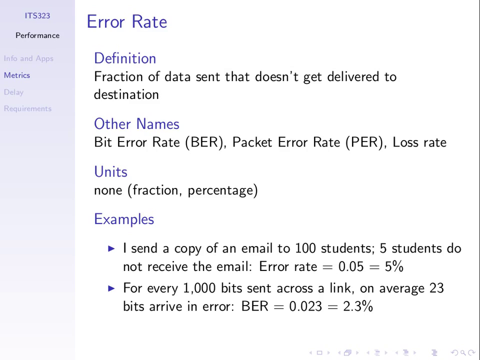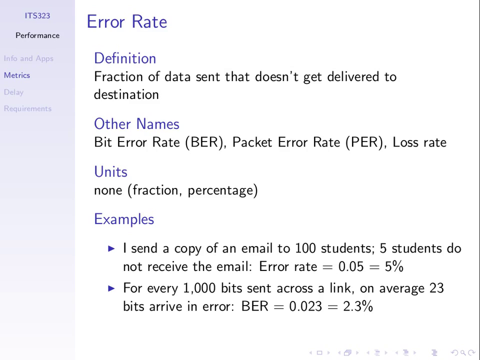I send data from A to B. B doesn't receive all of the data. How much didn't it receive? Well, the data not received, that means it's an error. It wasn't delivered. What rate of errors do we have out of the total being sent? So error rate I'll define as the fraction of data sent that doesn't get delivered to the destination. We want it to be low.